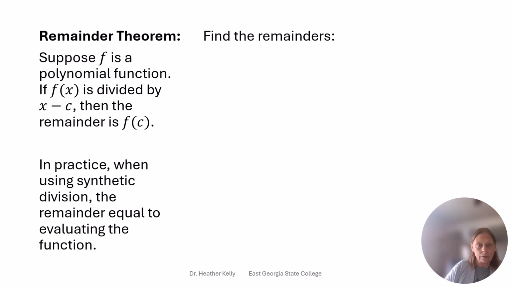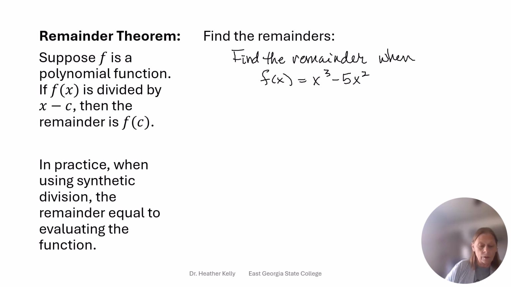Let's find the remainder. I forgot I already wrote that down. So find the remainder when f of x is equal to x cubed minus 5x squared minus 6 is divided by, we're going to do a couple of them. The first one would be x minus 2.